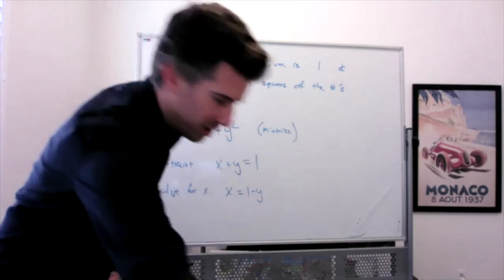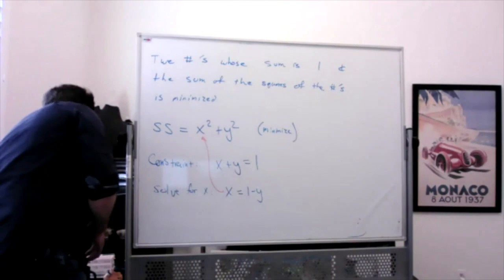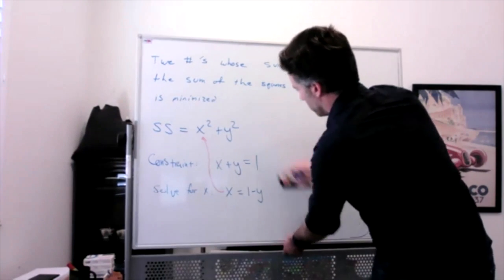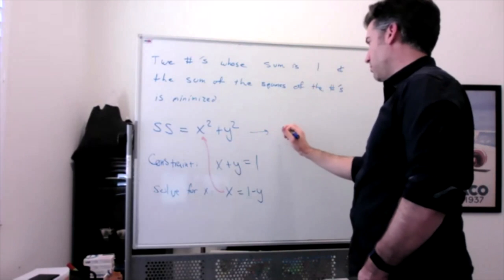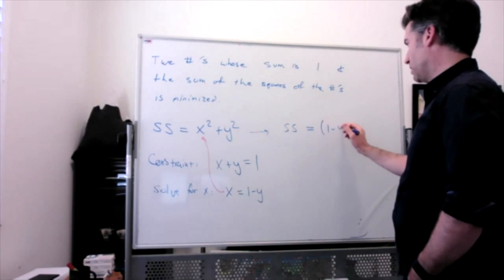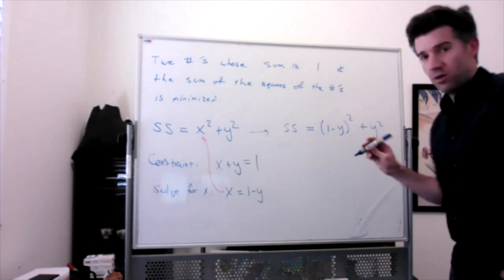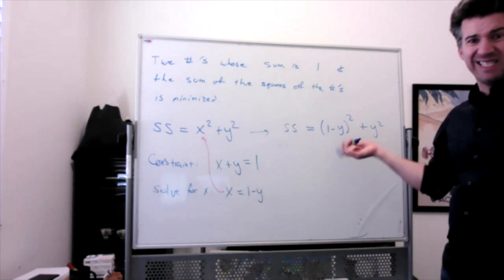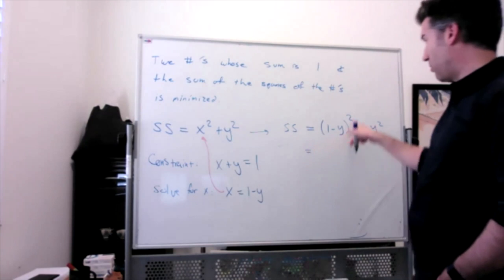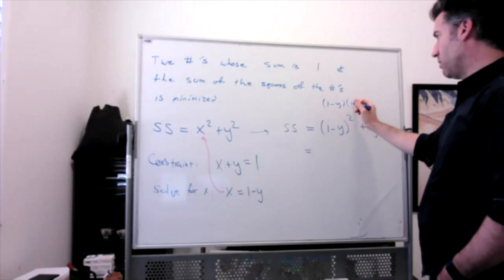And then I'm going to substitute that back in to the thing we're trying to optimize. So this equation is going to become that the sum of the squares is equal to (1 minus y) quantity squared plus y squared, which I know is quadratic, but I need to simplify it so that I can actually find the vertex of it. So this is going to be, let's see, if I multiply this out, (1 minus y) squared is 1 minus y times 1 minus y.